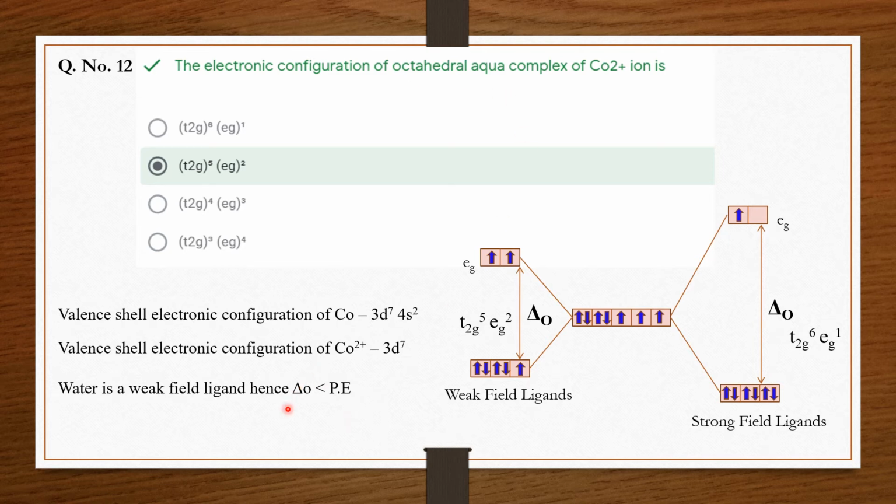In the case of a weak field ligand, the delta O is less than the pairing energy. So the first 3 electrons will go to the t2g, and the 4th electron, whether it will pair in the t2g or go to the eg, that is the question. Since the delta O is lesser, the 4th electron will go to the eg and the 5th will also go to the eg level, and the 6th electron will come to the t2g and pair up, and the 7th electron will come and pair up in the t2g level. So it will have t2g5 and eg2. Suppose if the ligand is strong field, it will have t2g6 and eg1. So the correct answer is t2g5 and eg2.